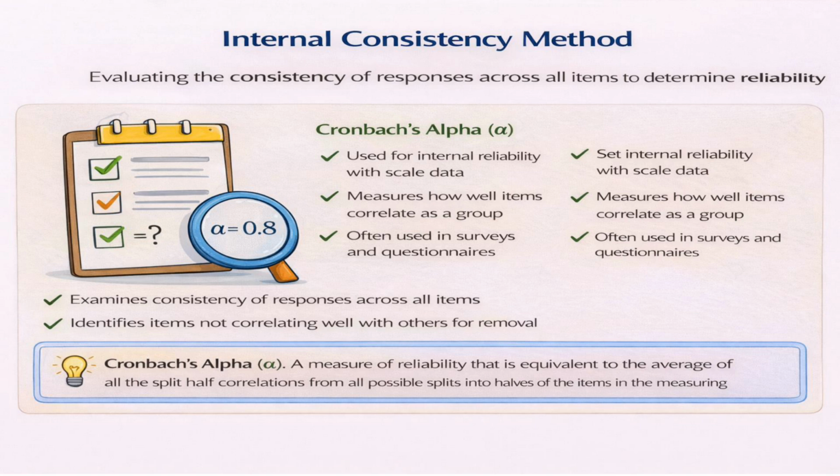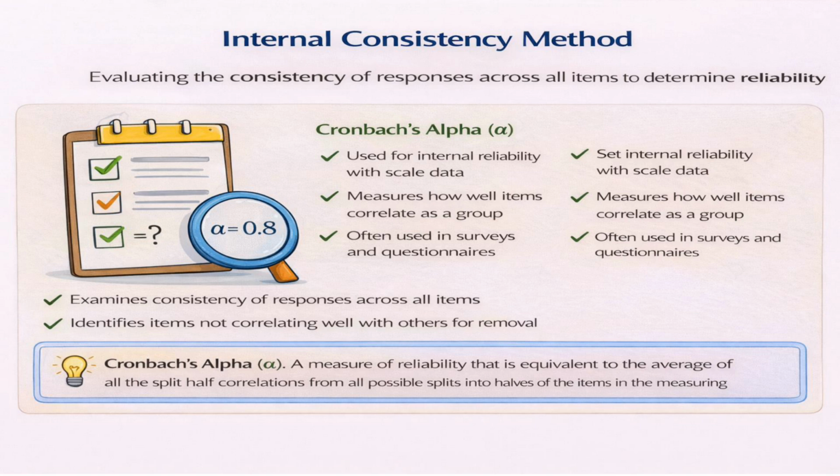Cronbach's alpha, the core measure. The key statistic shown in the center of the slide is Cronbach's alpha, represented by the symbol alpha. Cronbach's alpha is used for scale data, Likert-type items, a measure of internal reliability, a summary of how well items correlate as a group. Think of it as a single number that tells us how coherent the scale is.